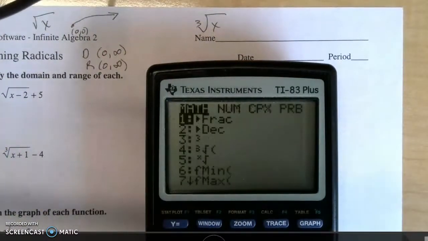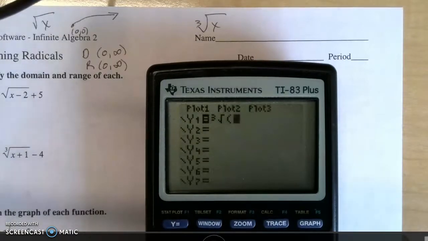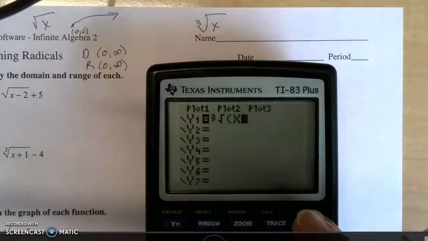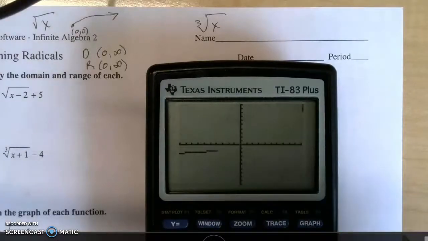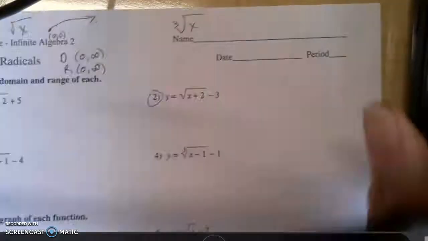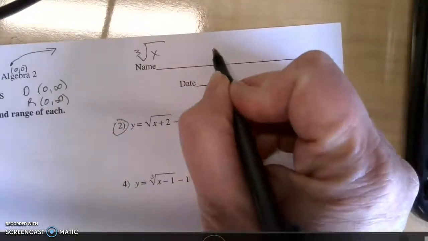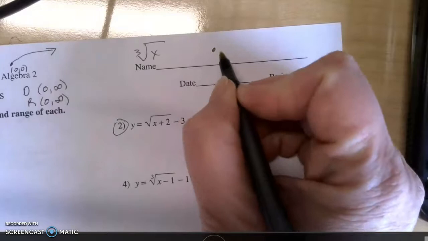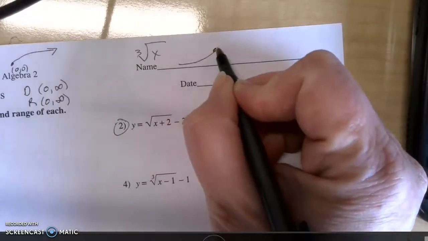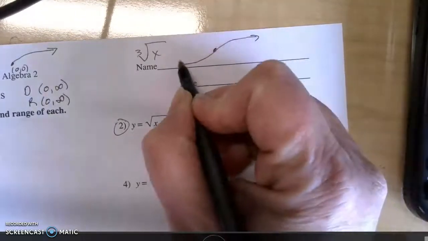So I'm going to go to math to get my cubed root. And let's take a look at it. So if you remember, on a cubed root, we can actually take a cube root of a negative. So it goes through 0, 0. That's what we would call the vertex of the parabola.